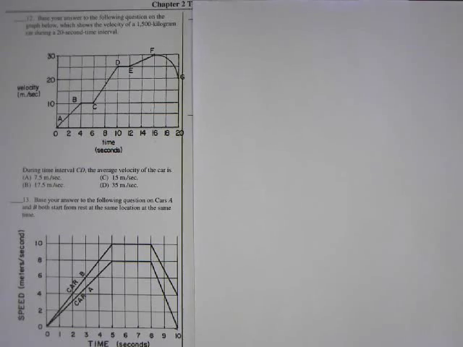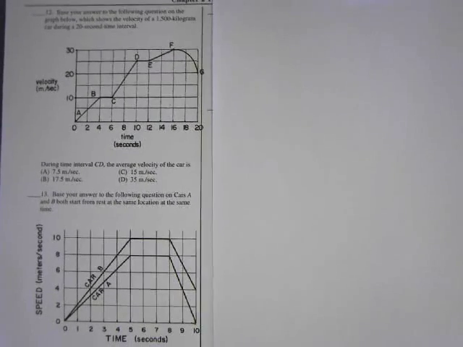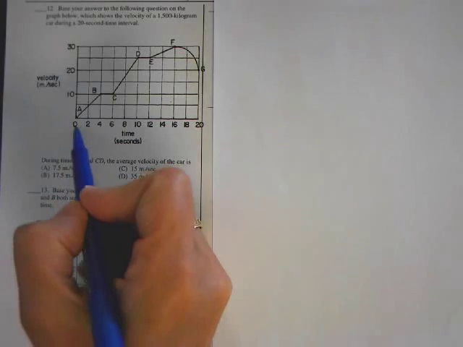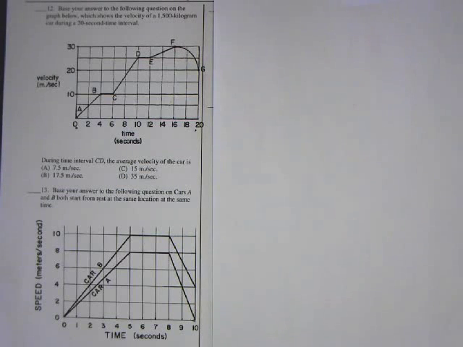All right, so number 12. Base your answers to the following question on the graph below. Which shows exactly the velocity of a 1,500 kilogram car during the 20-second interval? So it starts off at 0 and it goes to 20 seconds. So it says during the time interval CD, so this is CD, the average velocity of the car is... now this is not a distance versus time graph.